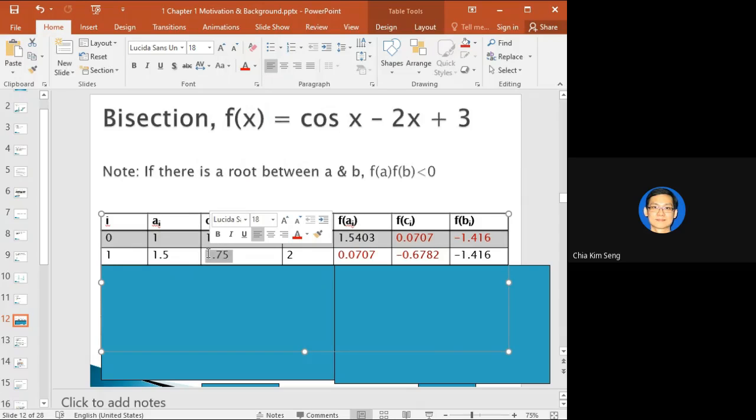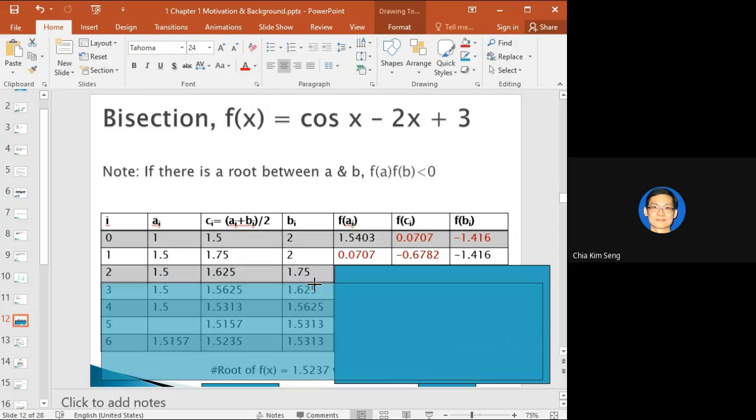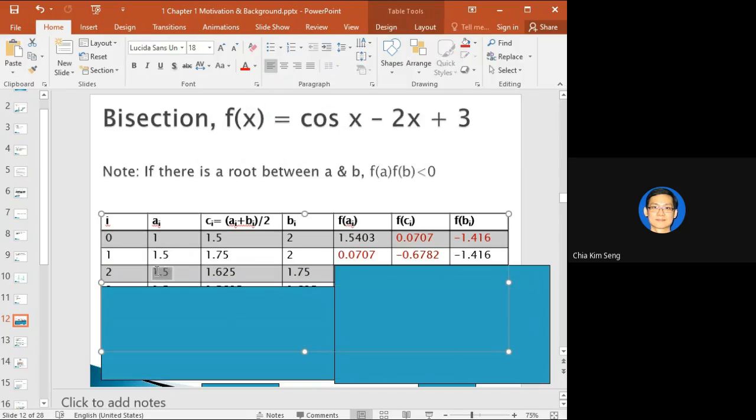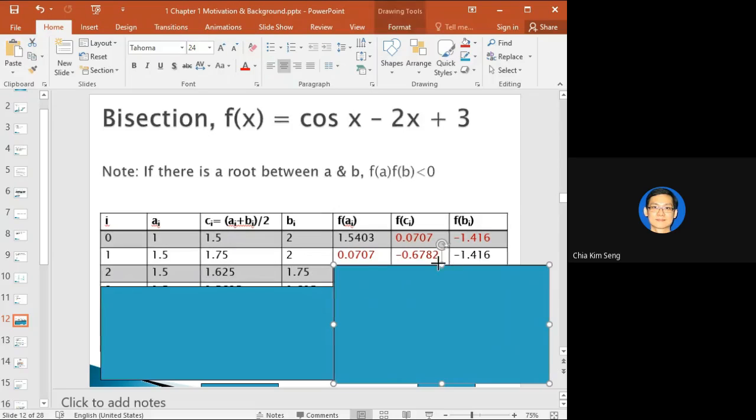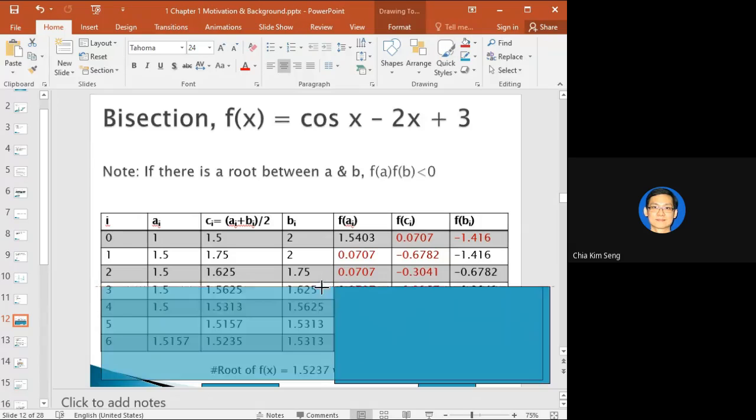So the boundary, or you can say the distance, is 0.25 after the second iteration. Okay, so we have 1.5 here, 1.75 here, and then we calculate the new mean value. Okay, and then you repeat the same thing. You see where is the root, you know it's A to C. So again, these two will be your new boundary. Okay, and then you repeat again.